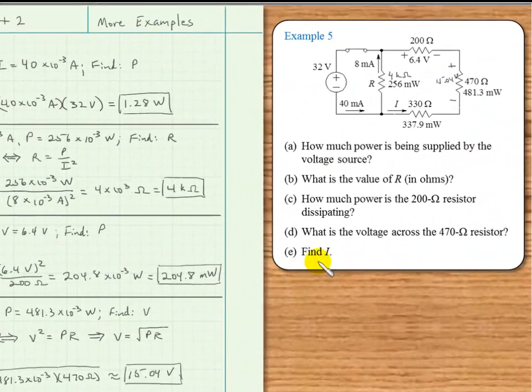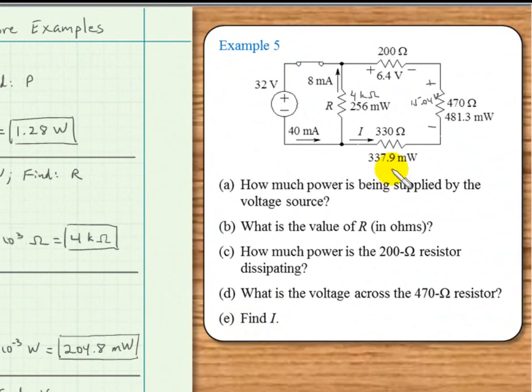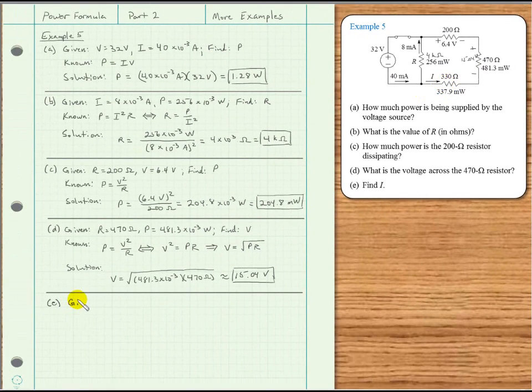Finally, for part E, we are asked to find I. Where's I in the diagram? Here it is. So I is the current through this resistor. So let's write down information that we're given about that resistor. We're given that R is 330 ohms, and that the power being dissipated by that resistor is 337.9 milliwatts. And we're asked to find the current I through that resistor.